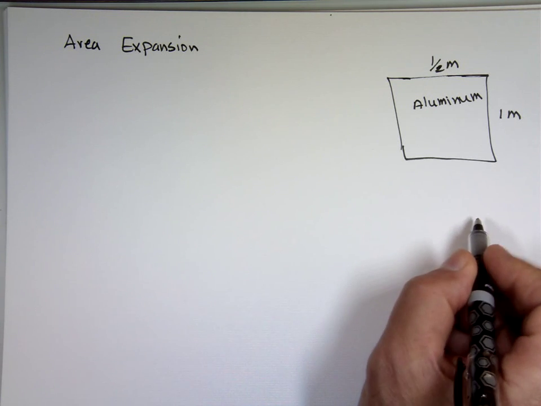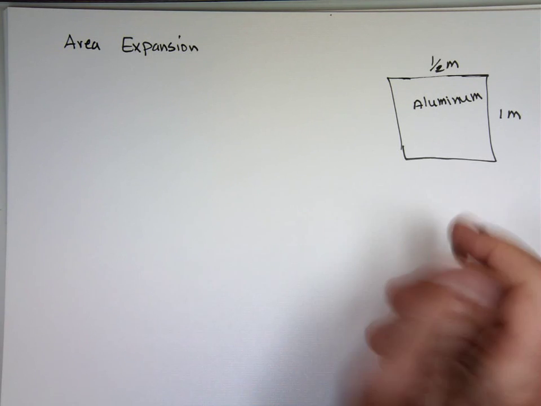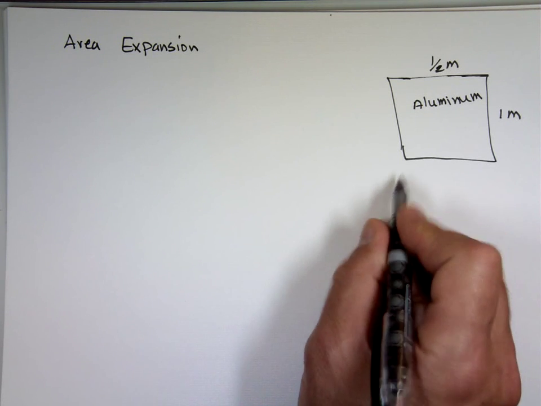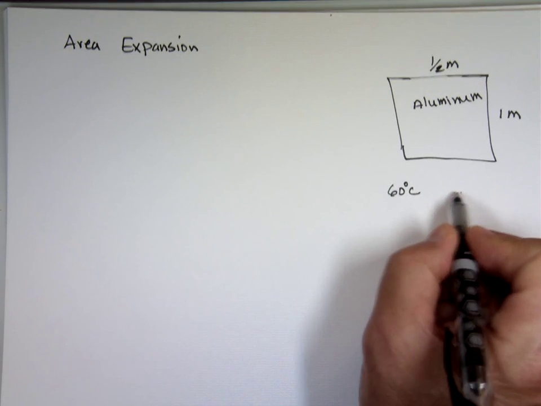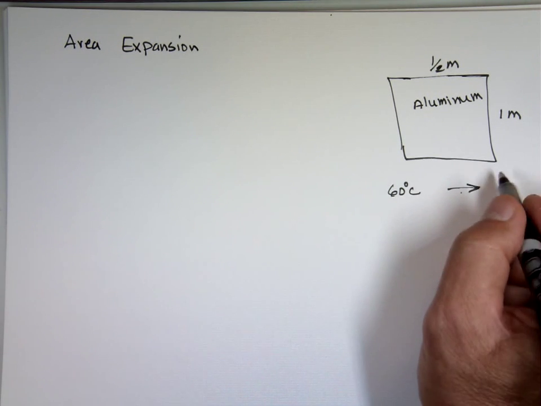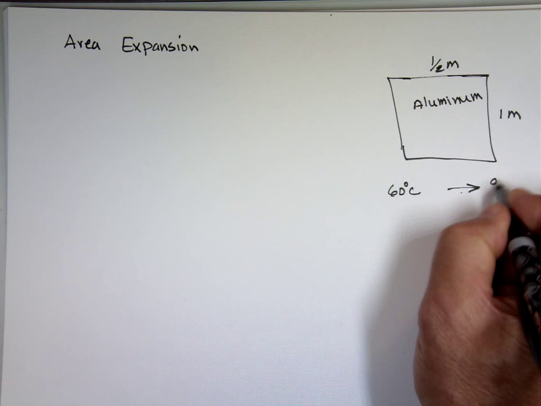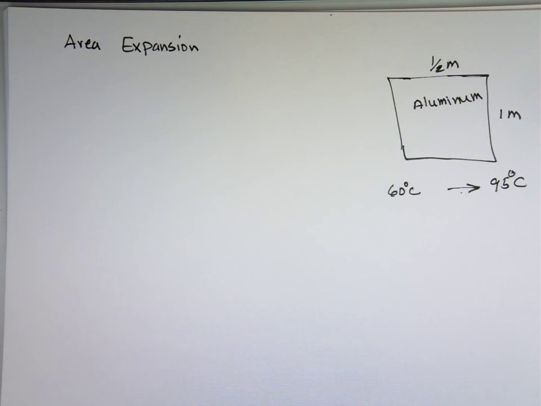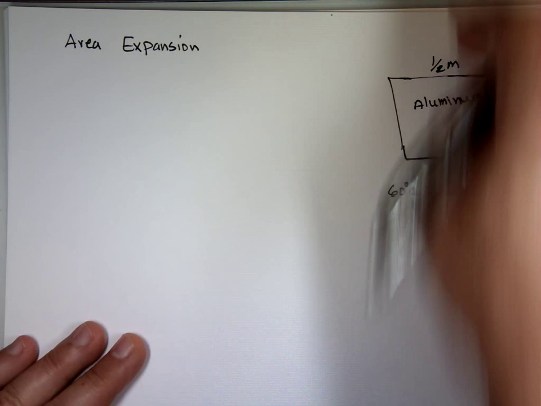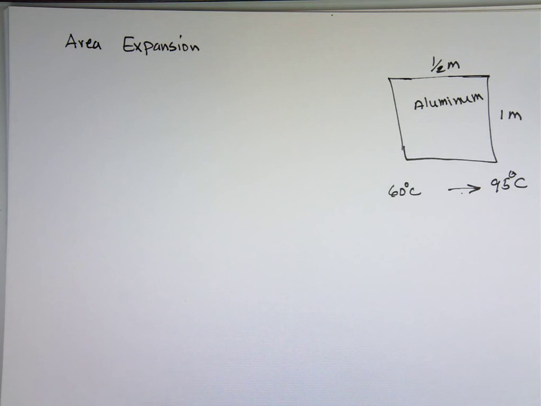In the morning when you get up, especially in summertime, the temperature might be about 60 degrees in the morning. By 3 o'clock in the afternoon, if we're having hot weather, it might be 95 degrees Celsius. The whole sheet will get bigger. The length will get bigger. The width will get bigger. The entire sheet is bigger when you heat it.